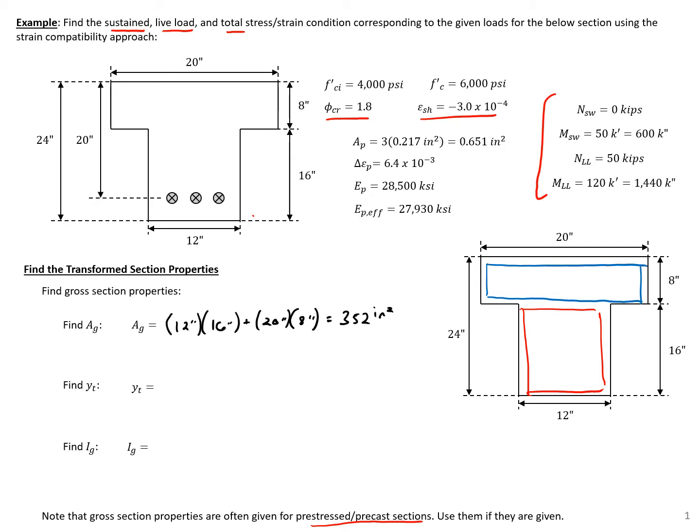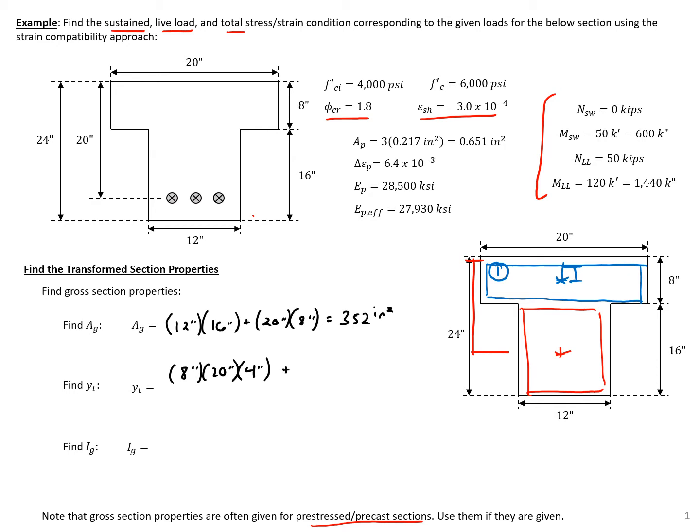So next we can find our YT. So we're going to use the area times the distance from the top to the centroid of each section. So we're looking at the distance from the top to the centroid of each of these sections times the area, and we'll divide by our total area. So here we'll have 8 inches times 20 inches times 4 inches, which again is the distance between the top and the centroid of that top rectangle. So our area 1.